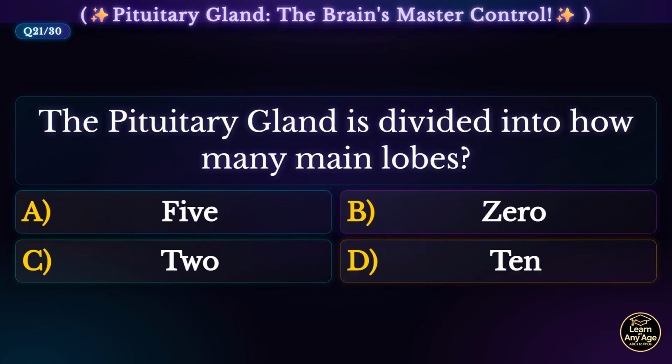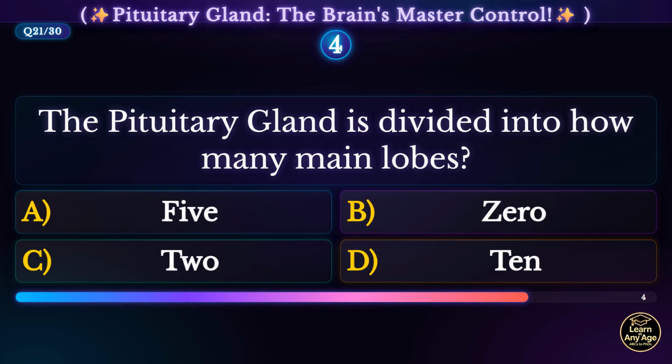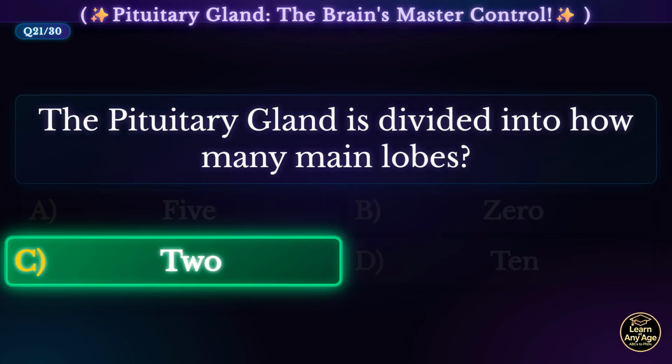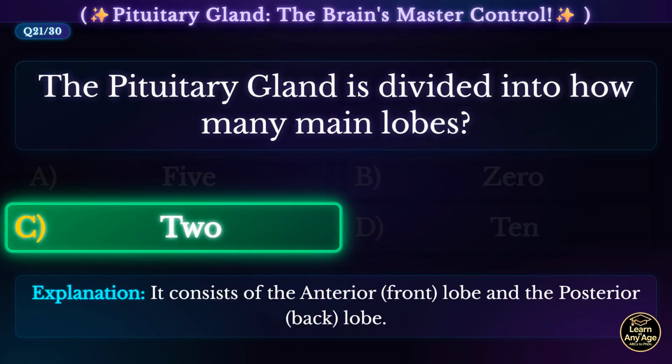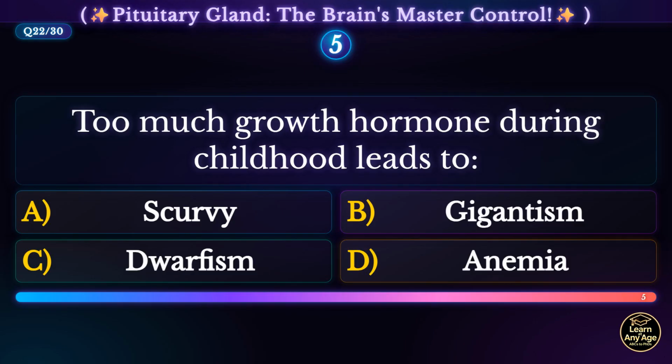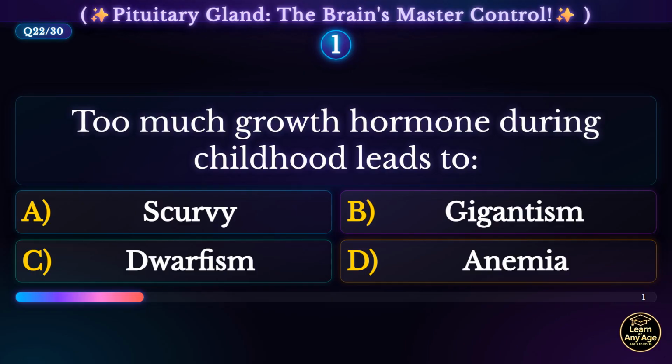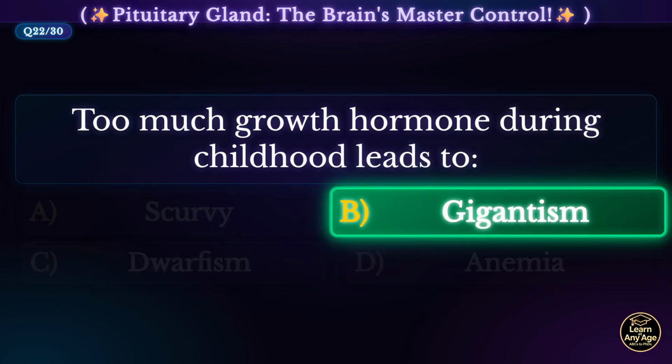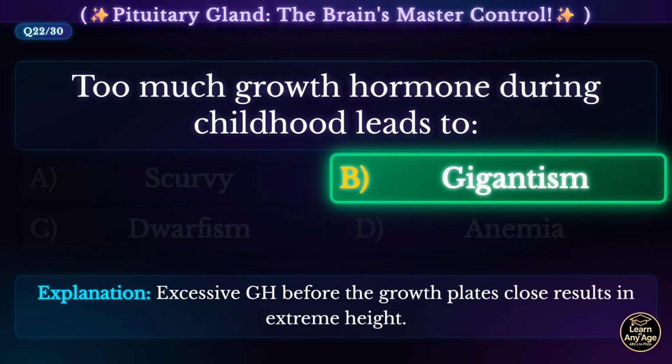The pituitary gland is divided into how many main lobes? 2. It consists of the anterior, front, lobe and the posterior, back, lobe. Too much growth hormone during childhood leads to gigantism. Excessive GH before the growth plates close results in extreme height.